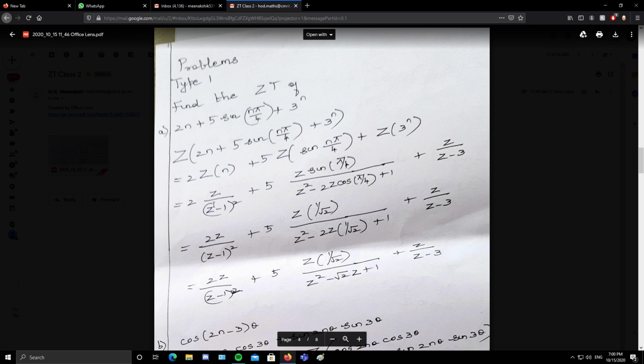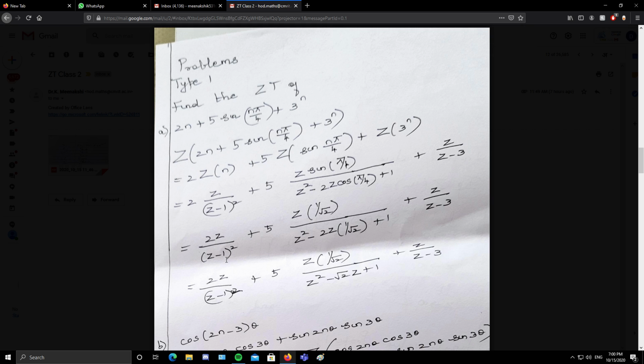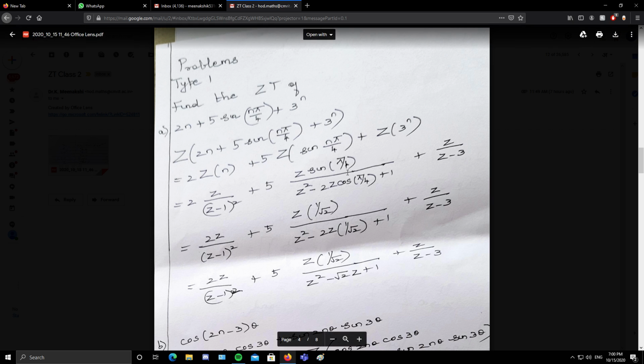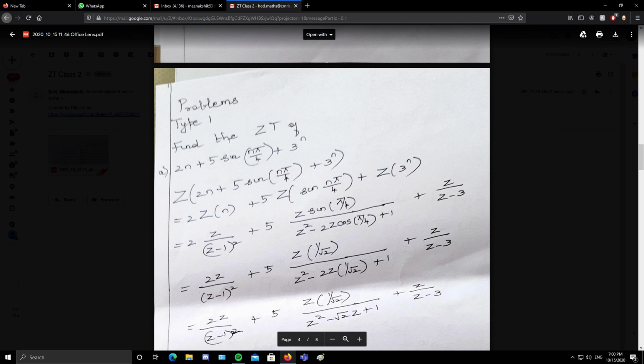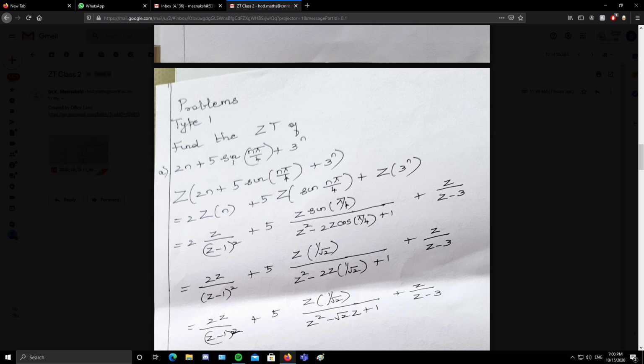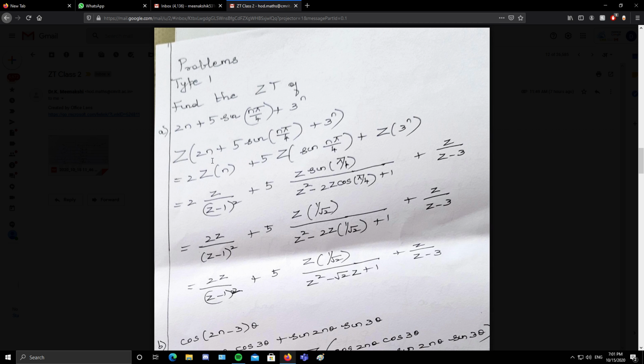So the first term is 2z by z minus 1 whole square. Sin 45 is 1 by root 2. So z into 1 by root 2 by z square minus root 2z plus 1, plus z by z minus 3. So this is the transform of the given nth term. Z transform is only for the nth term. Okay, have that in your mind. Z transform is only for the nth term, Un.